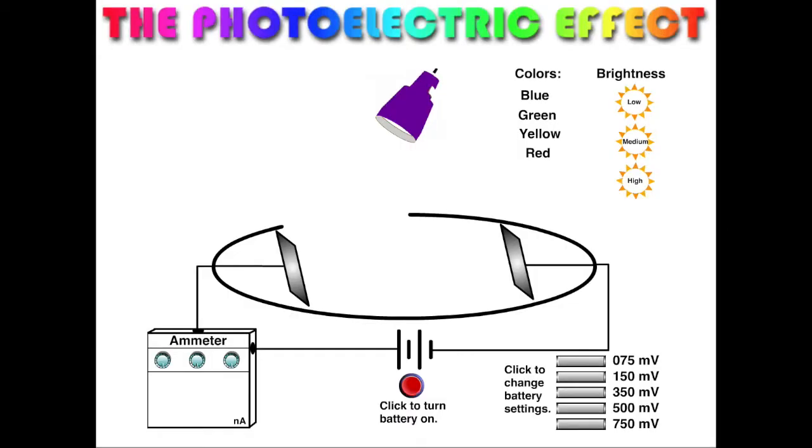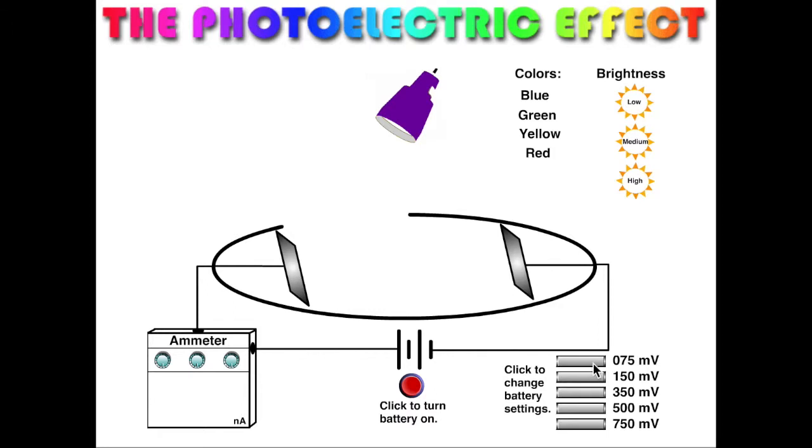This video illustrates an experimental setup of the photoelectric effect. In this setup, we have a light source and a battery. The battery is connected to two plates, and in the circuit we have an ammeter to measure the current.